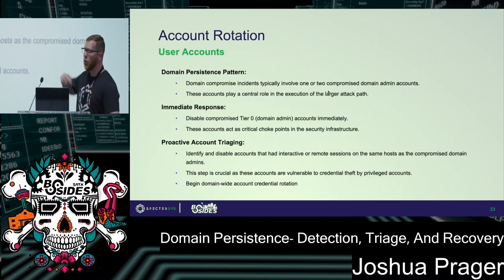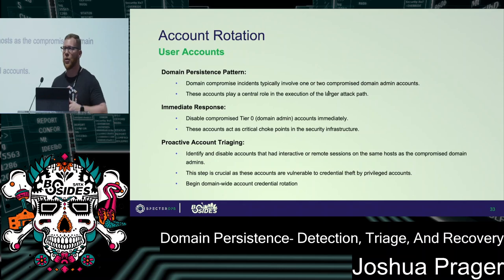All right, so then we got to get to our user accounts. We need to rotate our user accounts. We're going to start with the user accounts that were identified within the domain compromise. Any tier zero admin accounts that we identified, we're going to immediately rotate them as soon as possible. Like the SLA on that bad boy is like 5 minutes. We got to get those immediately rotated.